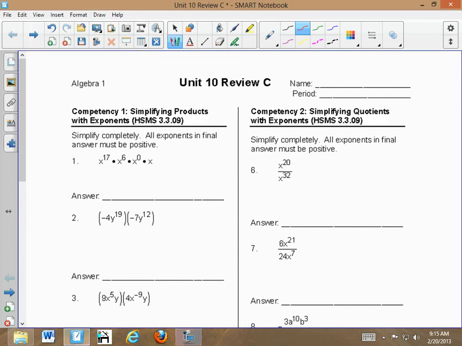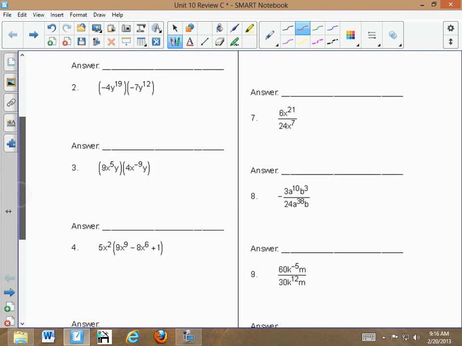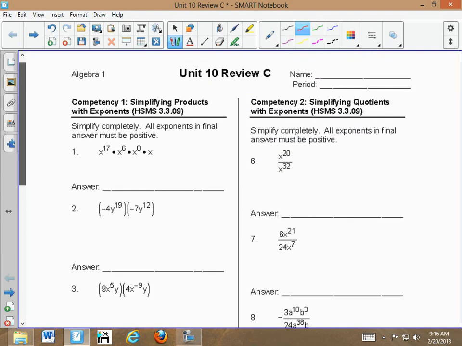Okay, this is Review C for Unit 10. We're going to go over it. You probably don't have Review C. It's okay. The questions are very similar. Right now, I'm looking at Review A. Wow. They look almost exactly the same. So, even though this is Review C, you should still be able to get help from this.